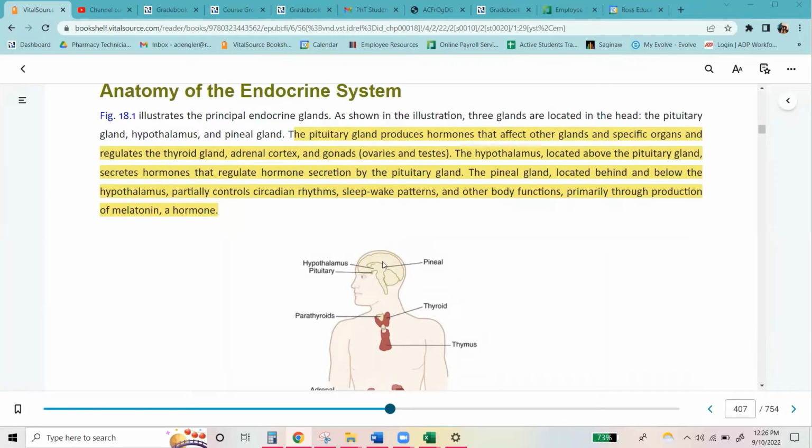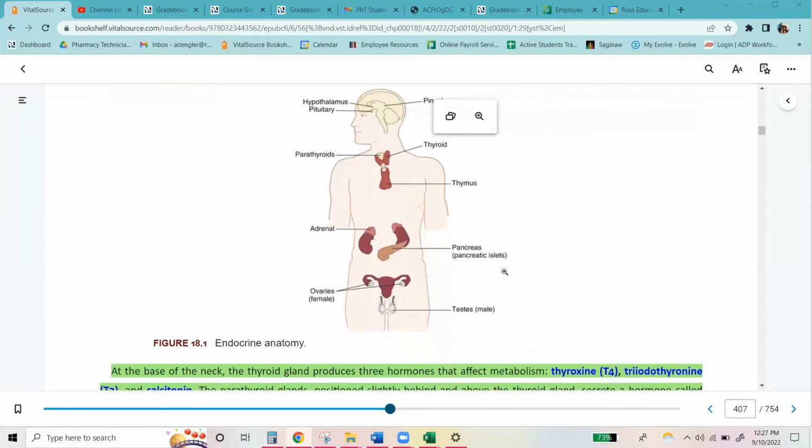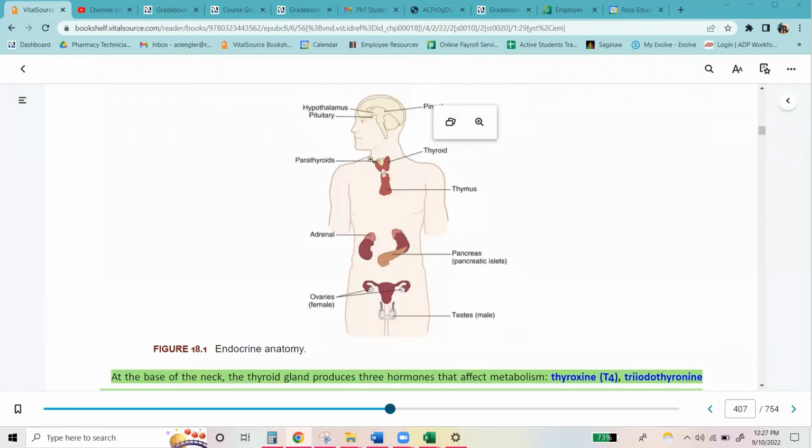Figure 18.1 illustrates the principal endocrine glands. Three glands are located in the head: the pituitary gland, the hypothalamus, and the pineal gland. You can see them all here.